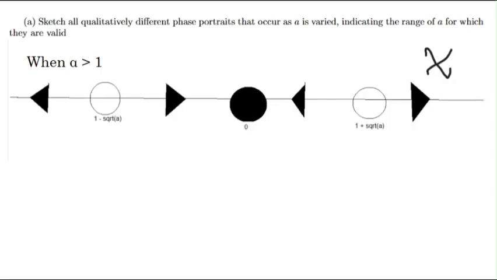Finally, when a is greater than 1, there are three equilibrium solutions. x is equal to 1 minus square root a is unstable, solutions move away from both sides. x is equal to 0 is stable, solutions approach from both sides. And x is equal to 1 plus square root a is unstable. Solutions move away from both sides.